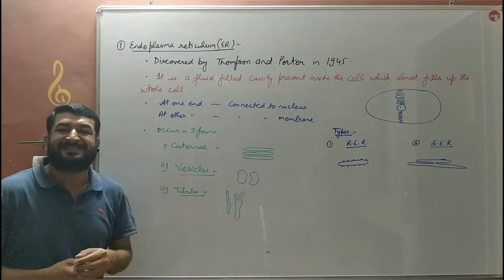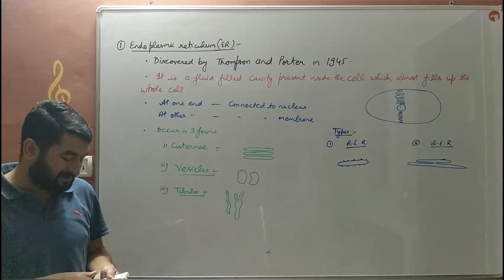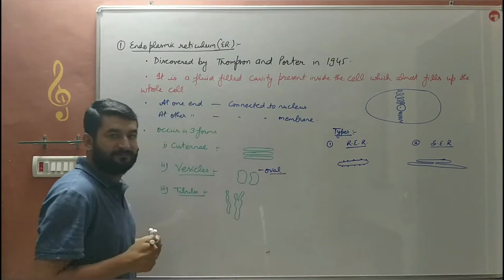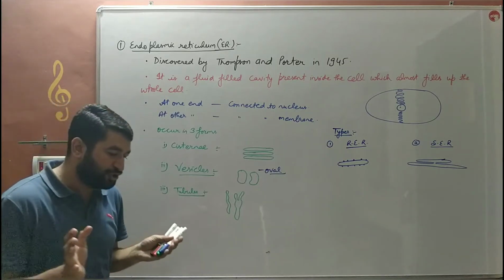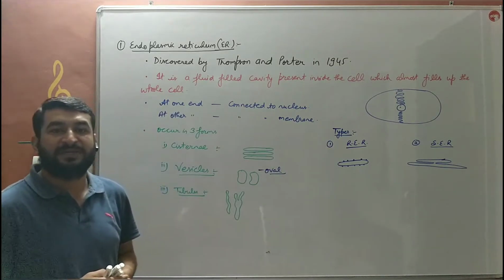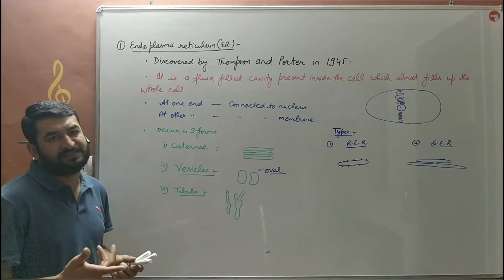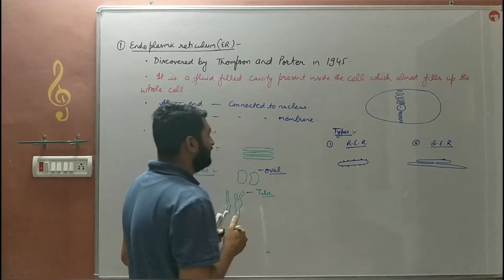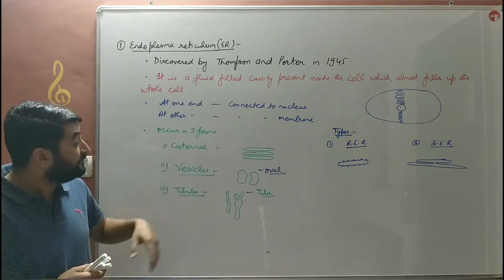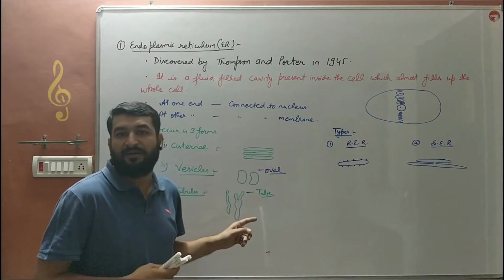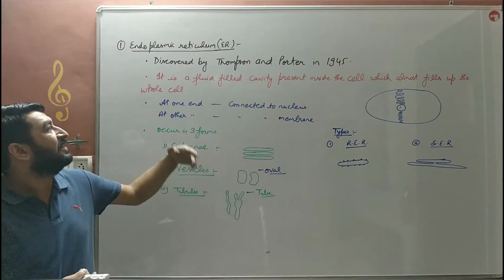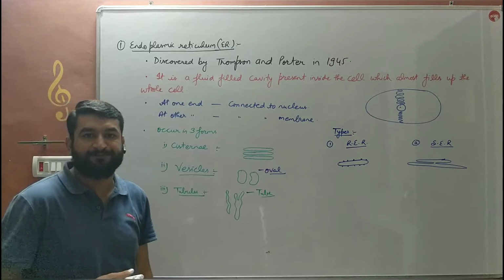Next is vesicles. As its name indicates, vesicles are oval shape, round, spherical shape. These will constitute the endoplasmic reticulum. And the last one is tubules. As its name indicates, they are tube-like. Fine, long tube-like structures. All of these are fluid-filled. They are not empty. They are fluid-filled structures. They will constitute together and form endoplasmic reticulum.